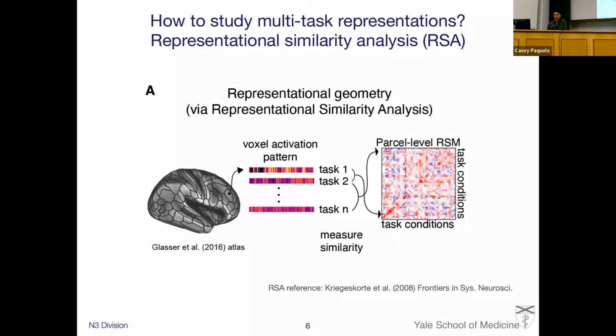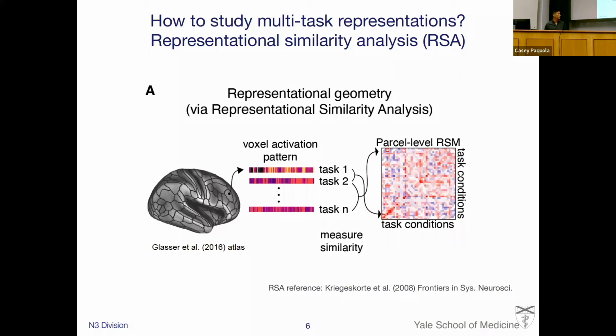And so the idea was to, within each parcel, extract the voxel or vertex activation pattern across many different tasks. So if you have n different tasks, you can extract n different voxel activation patterns for that parcel. Then you can compute the similarity across all these different task conditions to compute an n by n matrix, or a task by task matrix. So this is a parcel-level representational similarity matrix, or parcel-level RSA. And this is going to be the main data object that we use for our analysis.